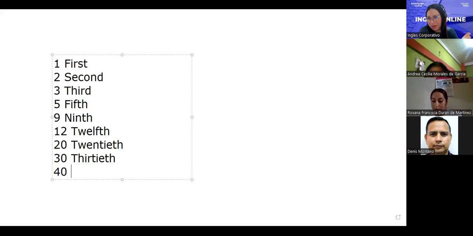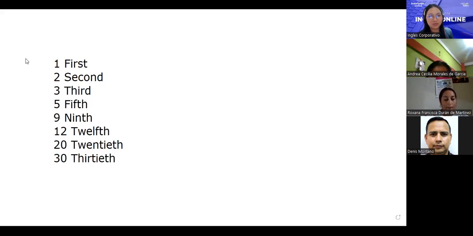¿Por qué no los pusimos? Porque no hay fecha con 40, ¿verdad? Pero lo mismo aplica, clase. 40, we drop Y, we add I, E. And now we can add TH. Twentieth, thirtieth, fortieth, fiftieth, y así 50, 60. Así que por eso les digo, necesitan solo memorizar estos. First, second, third, fifth, ninth, twelfth, twentieth, and thirtieth.